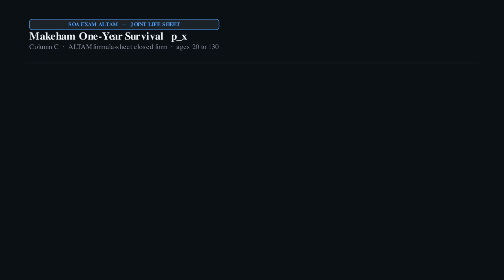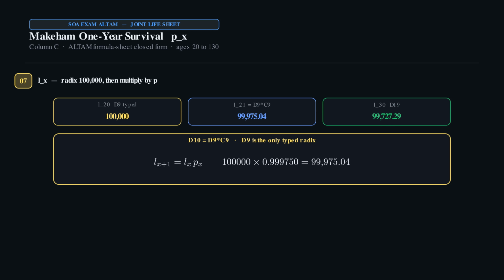Column D is lives. D9 is typed 100,000. Every later row is the row above times that row's Px. So L21 equals 100,000 times 0.999750, which is 99,975.04. L30 is 99,727.29. You will need L30 when the 2H column multiplies Lx by Lx plus 10.